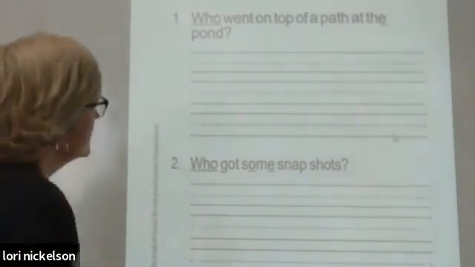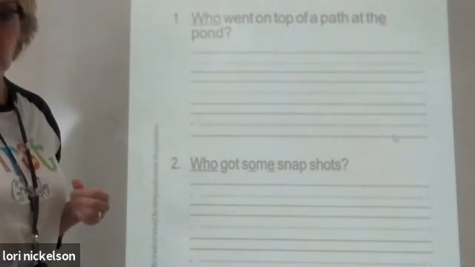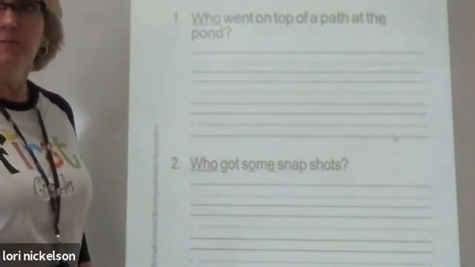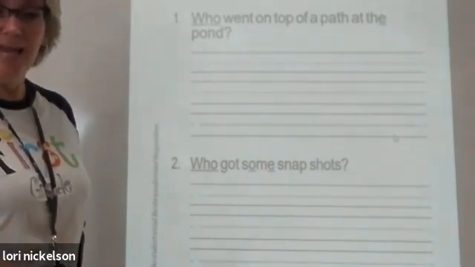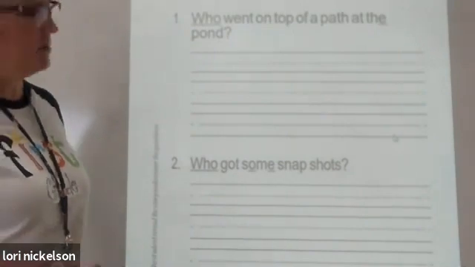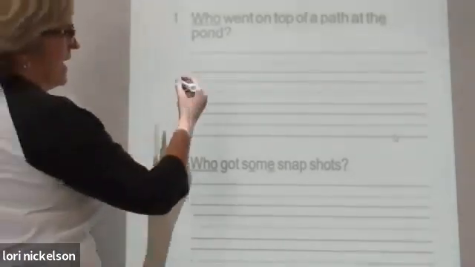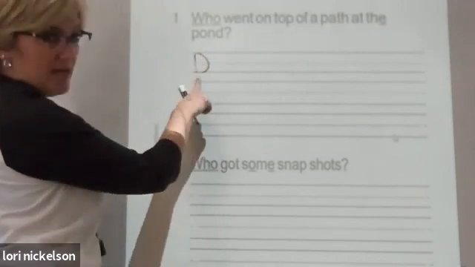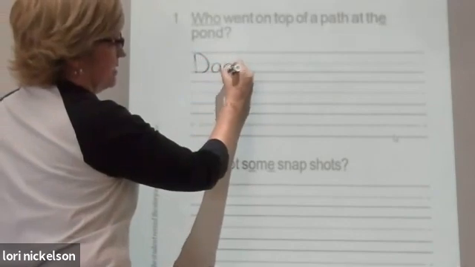Okay, so question number 1 says, who went on top of the path at the pond? So who was on top of the path at the pond? Think back, there was a picture of it. Who was it a picture of? Dad and Beth. So we can put Dad. Notice I started with a capital D because it's the beginning of my sentence.